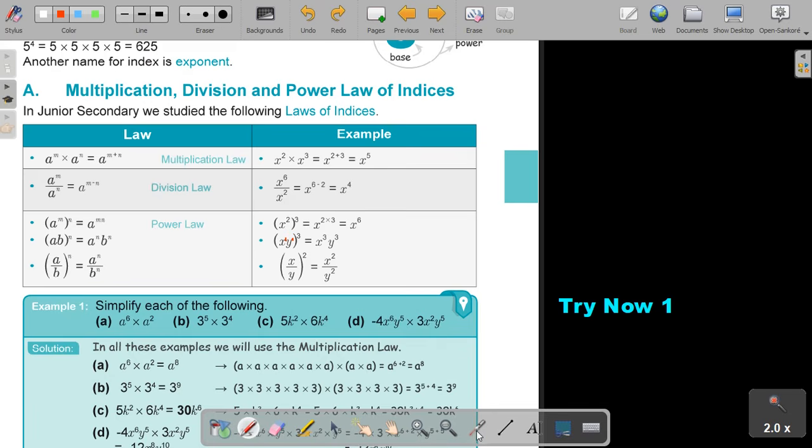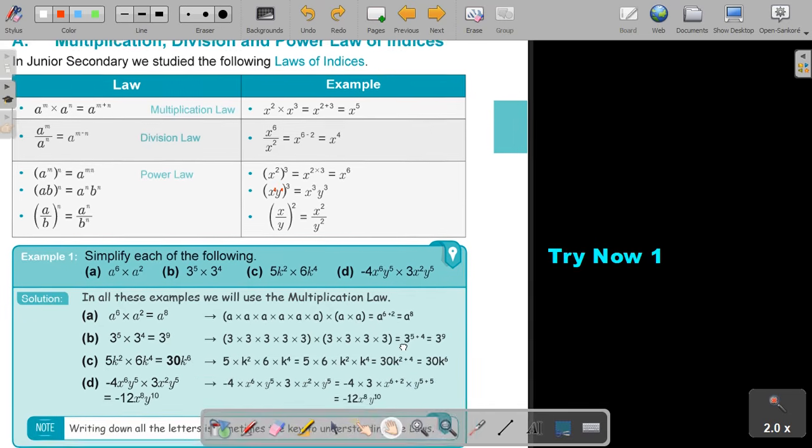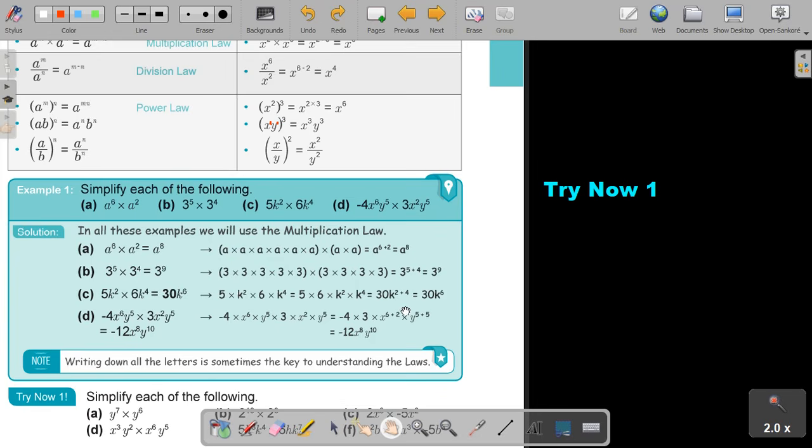Let's look at a few examples. Simplify each of the following. In this case, it's multiply, so you add the exponents. In this case, it's also multiply, so you add. So don't say 3 times 3. Keep the base and just add the exponents. In this case, the indices of the 5 and the 6 are 1 and 1, so you just say 5 times 6, which will give you 30.